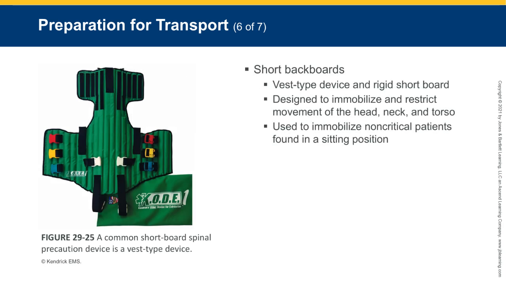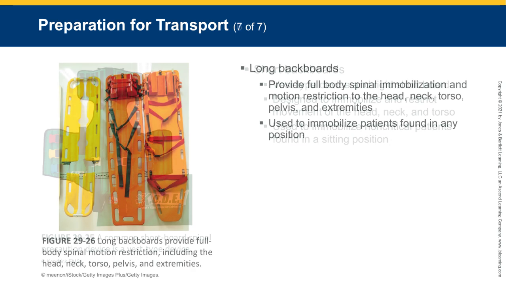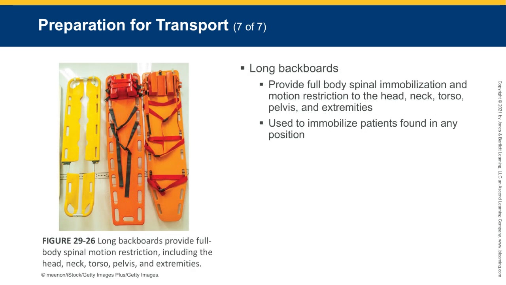Short backboards, including vest-type devices, are designed to restrict movement of the head, neck, and torso. These devices are commonly used for non-critical patients found in a sitting position, such as those involved in motor vehicle collisions. Long backboards provide full-body spinal immobilization, including support for the head, neck, torso, pelvis, and extremities. They are used to immobilize patients found in any position and are a standard tool for spinal motion restriction.